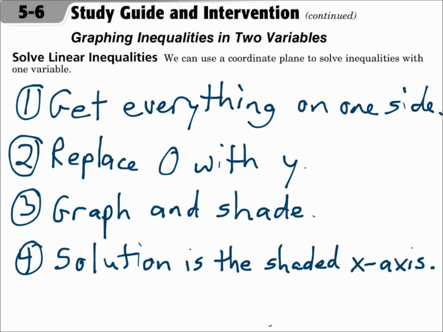You can use a coordinate plane to solve inequalities with one variable. To do this, follow these steps. Step 1, get everything on one side so that there will be a 0 on the other side. Step 2, replace that 0 with a y. And then we'll graph it and shade it, just like we did before. The solution will be the shaded part of the x-axis. So we'll follow those steps to solve these inequalities.